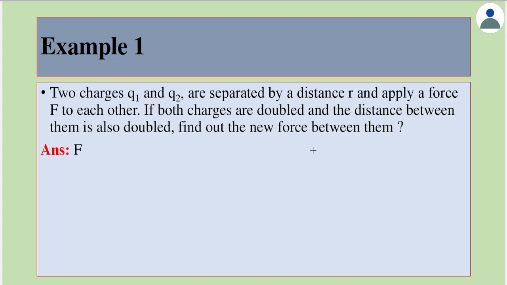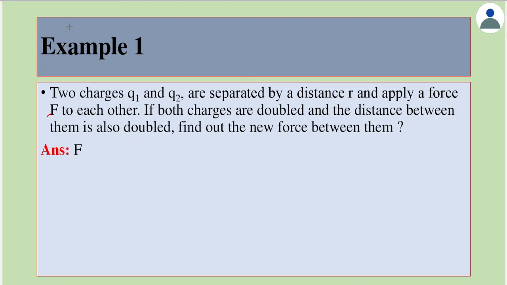So initially the charges are given as Q1 and Q2 and the distance between them is r. For this separation, the force is given as F. In the second instance, the charges are doubled, so the charges now become 2Q1 and 2Q2, and the distance between them is also doubled. So we need to find the new force.